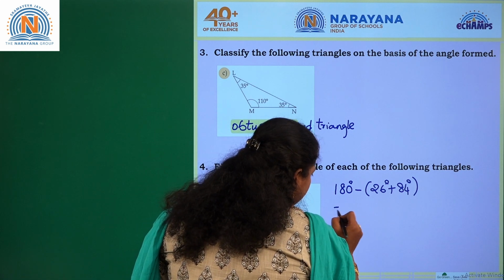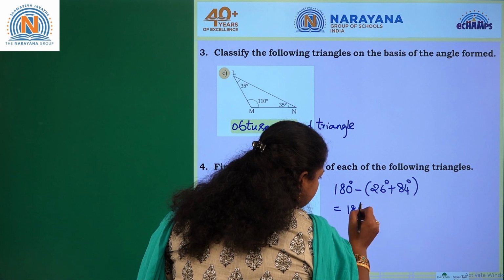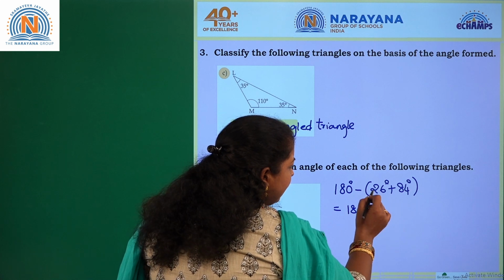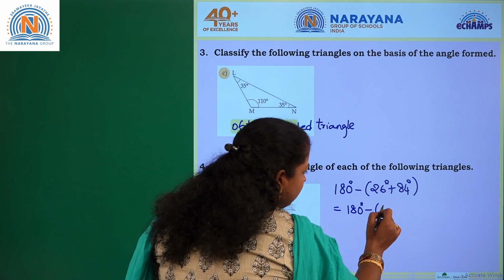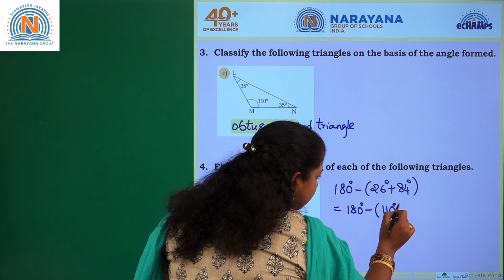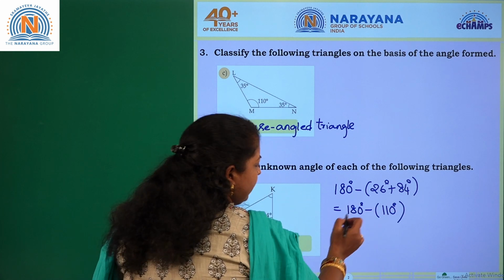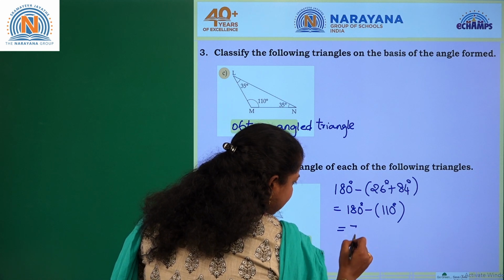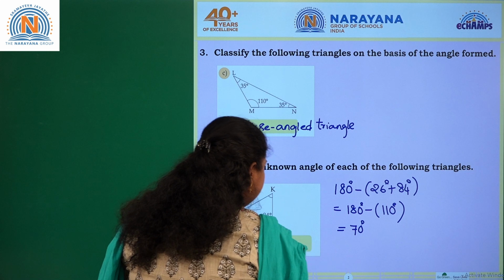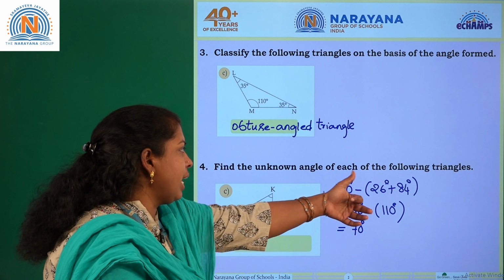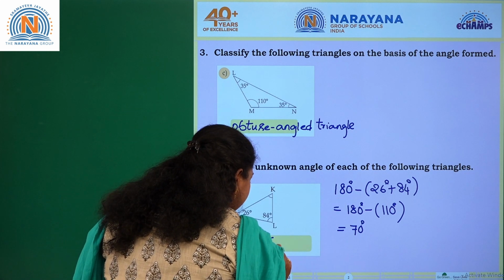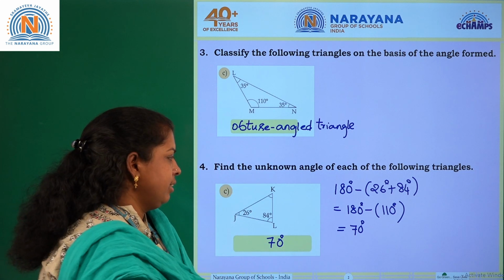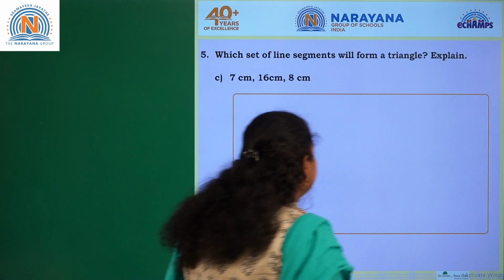Okay, 180 degrees minus 26 plus 84. 6 plus 4 is 10, and 2 plus 8 is 10, 10 plus 1 is 11. So, 110 degrees. What is 180 minus 110, children? 8 minus 1 is 7. So, this is 70 degrees. So, what is the unknown angle here? It is 70 degrees. Okay, right. Let's move to the next question.